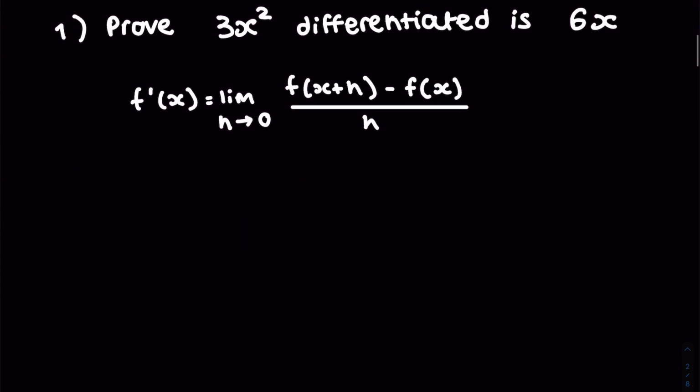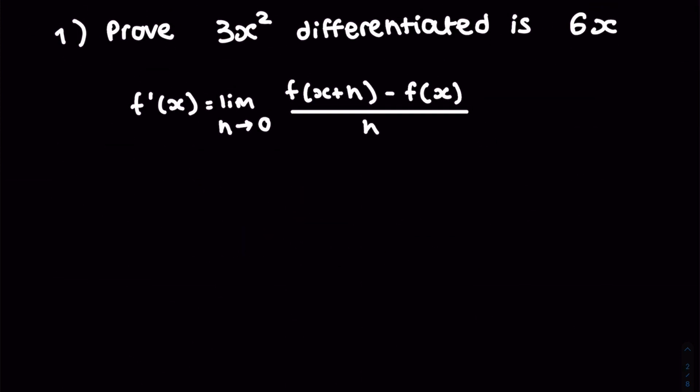So onto the questions. You'll get very similar questions to this. They might vary, but the routine is always the same. The steps are always the same. So you have: prove that 3x squared differentiated is 6x. And in the question, it will say prove by first principles. So don't worry about not knowing whether or not it will be there. It will always be there.